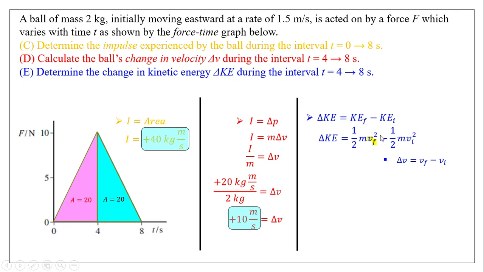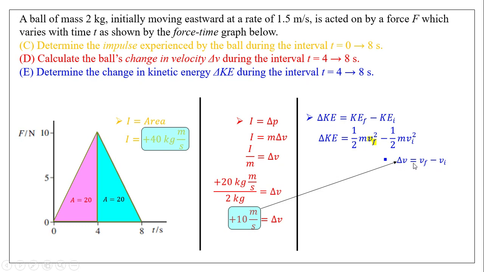So here, I know what m is, I know what vi is. The only thing that I highlighted in my work here is vf. I don't know what the velocity is at 8 seconds, but that's okay. I can find it really quick. Well, here in my statement, I know delta v is vf minus vi. I can carry delta v from my previous part D, because part D is also from 4 to 8 seconds. Part E is also from 4 to 8 seconds. So I know that the change in velocity in part D is 10 meters per second.